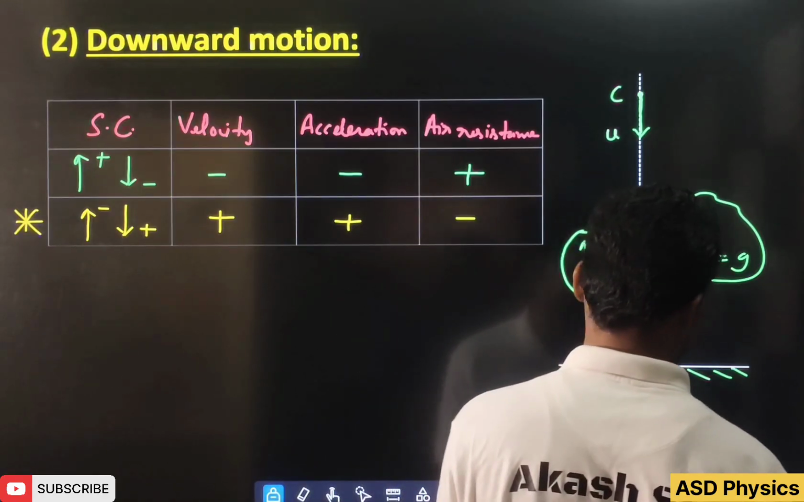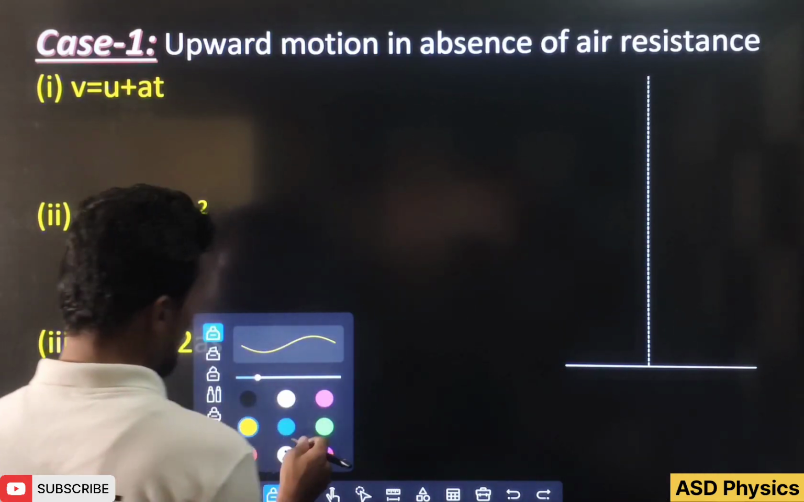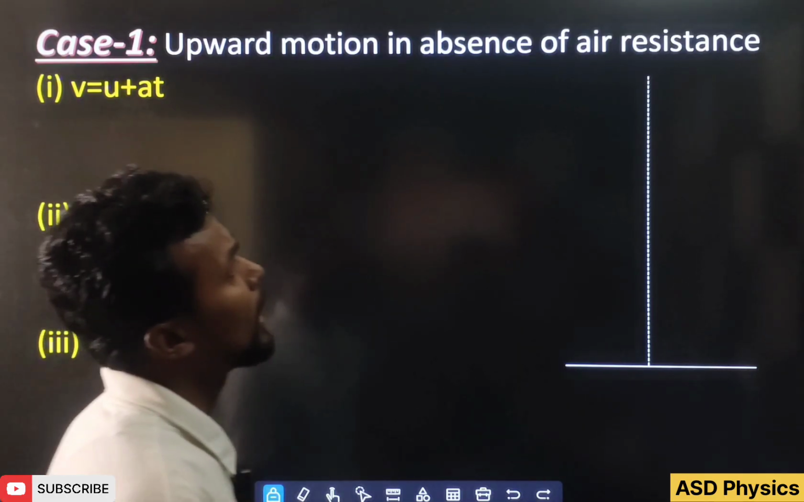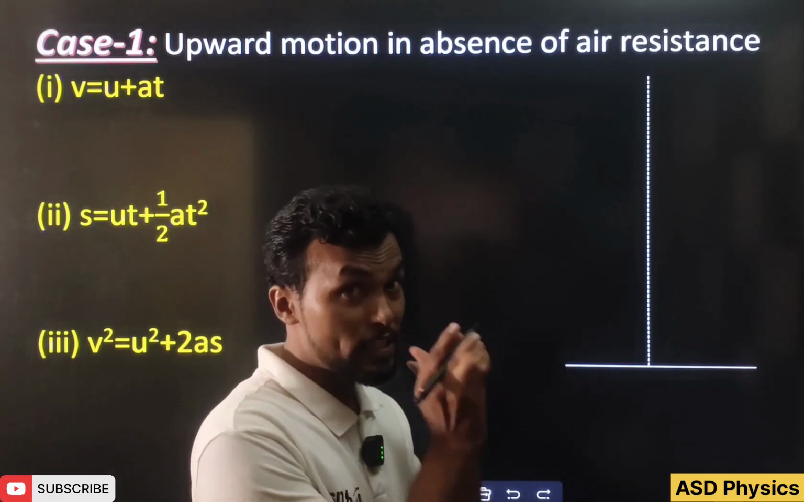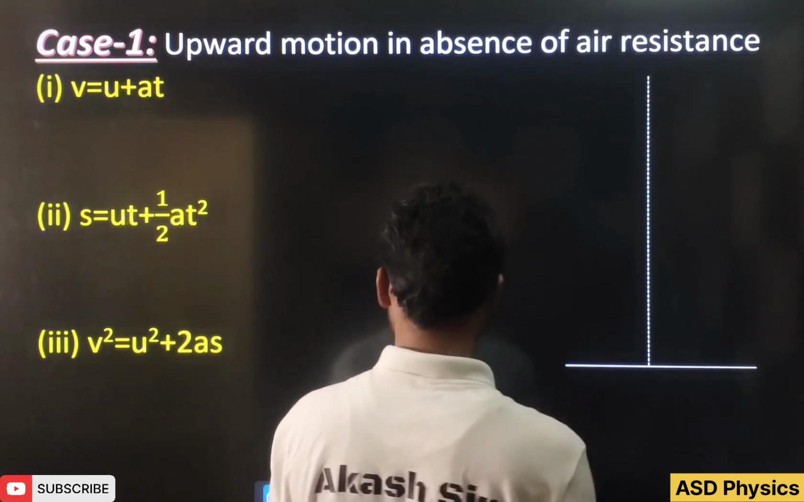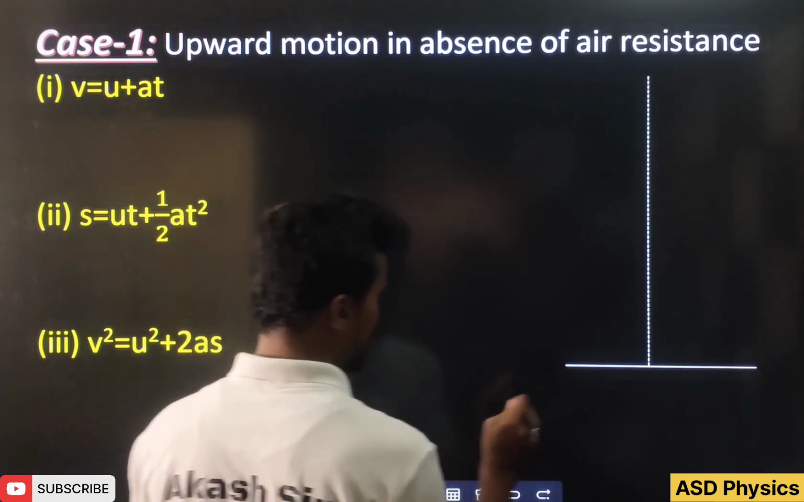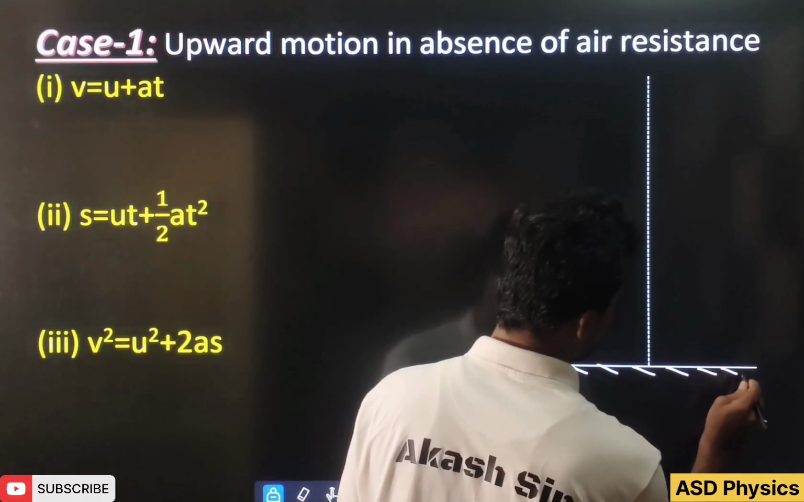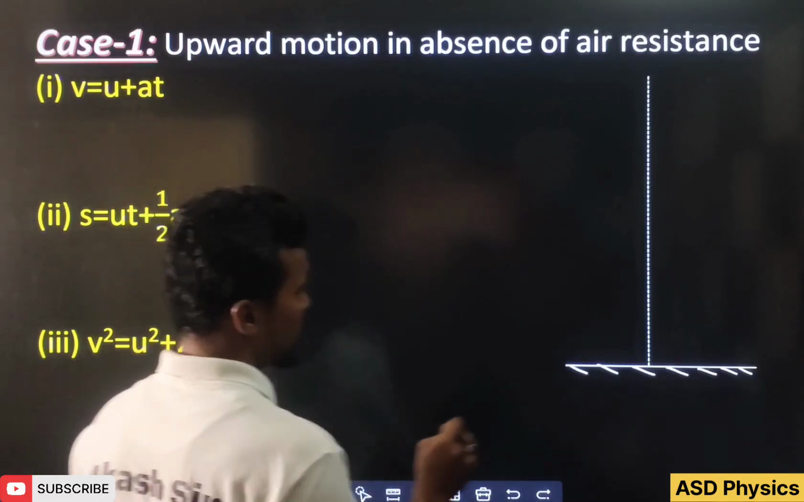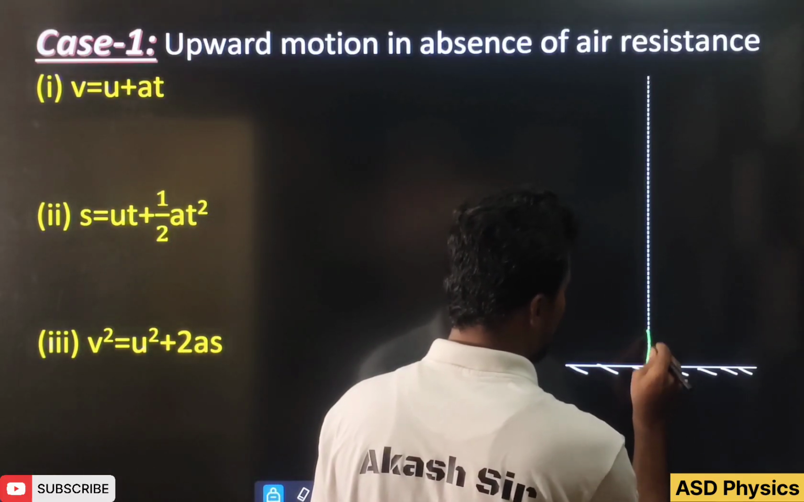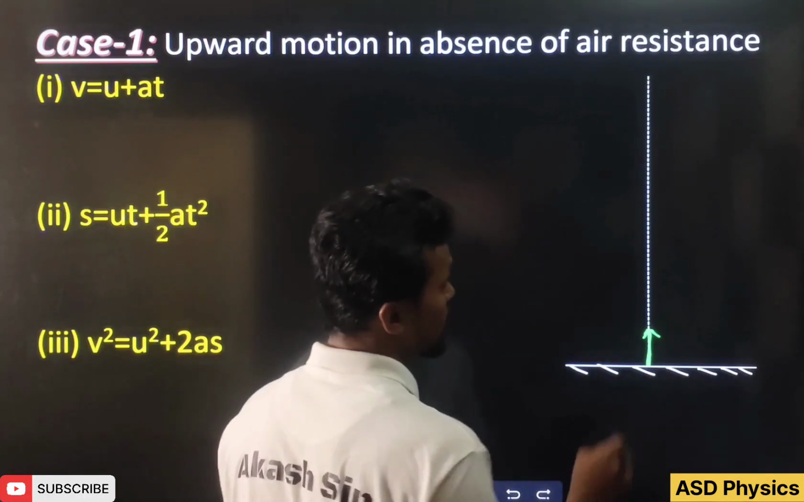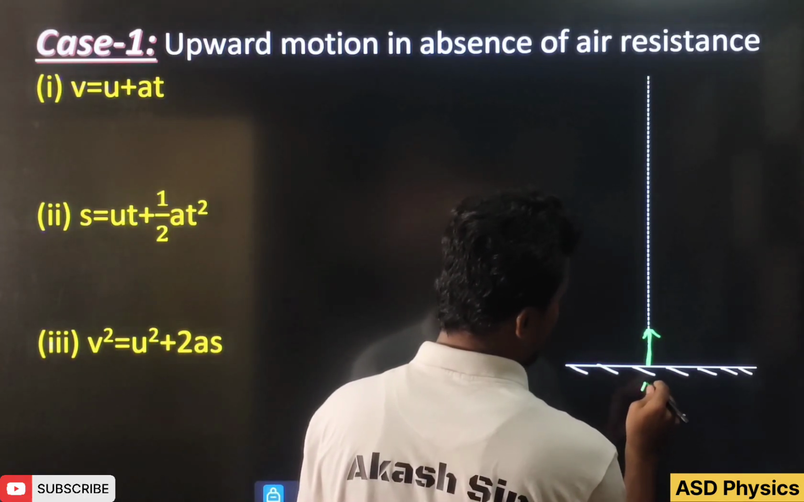Okay, great. Now here we are going to see in somewhat more detail case 1, upward motion in absence of air resistance, to keep the calculations simple. Okay, so here upward motion is this. So first we need one ground diagram. Diagram is very important, then only we can analyze the diagram and apply these equations of motion. Okay, so see here, we are throwing an object in upward direction. The object is thrown in an upward direction, and let's take this is point A.